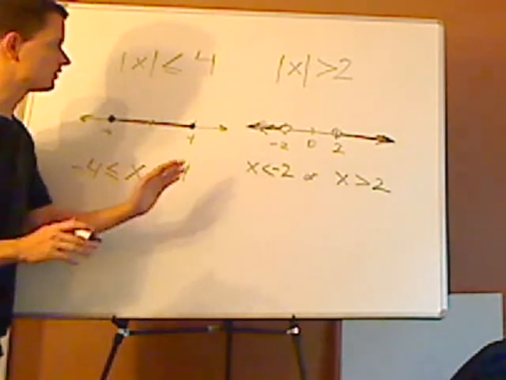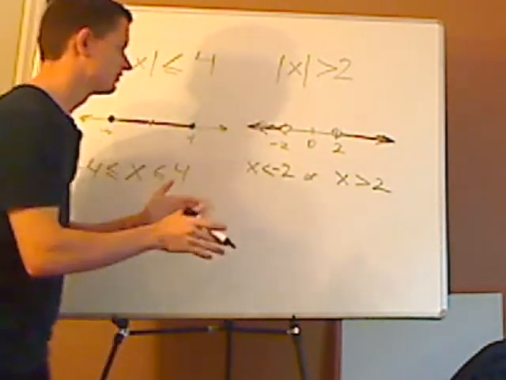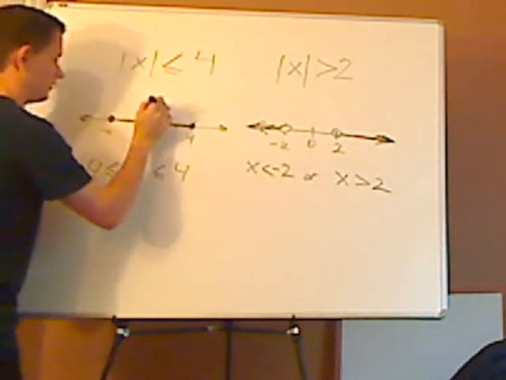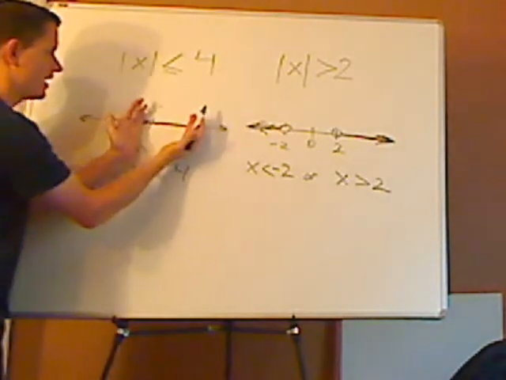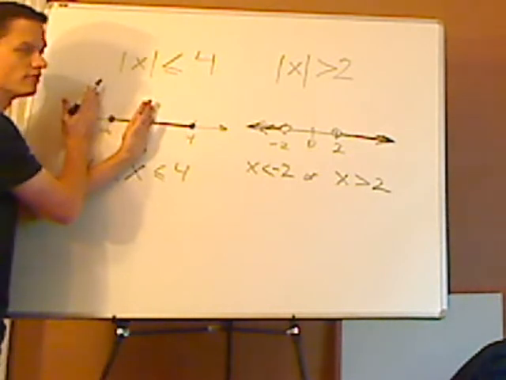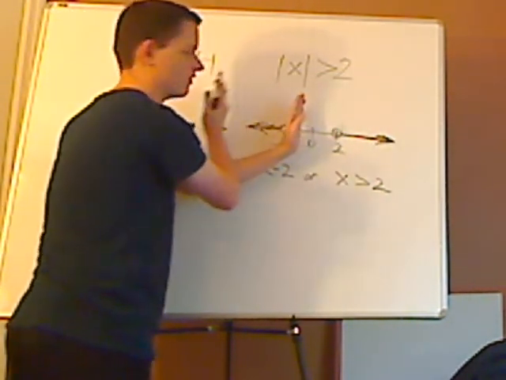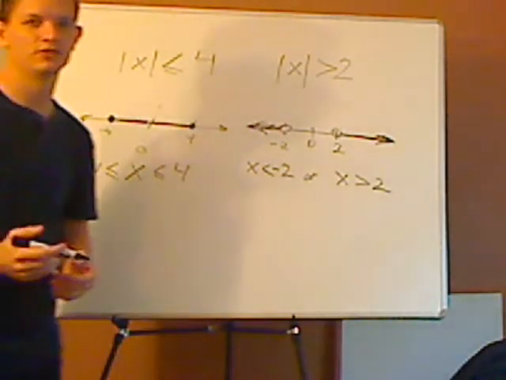Also notice this, that if I look at 0 in both cases, it acts like a mirror, a reflection. So on this side, it mirrors this. On this side, if I was to flip this over here, it would cover it up. And that's what absolute value inequalities do.